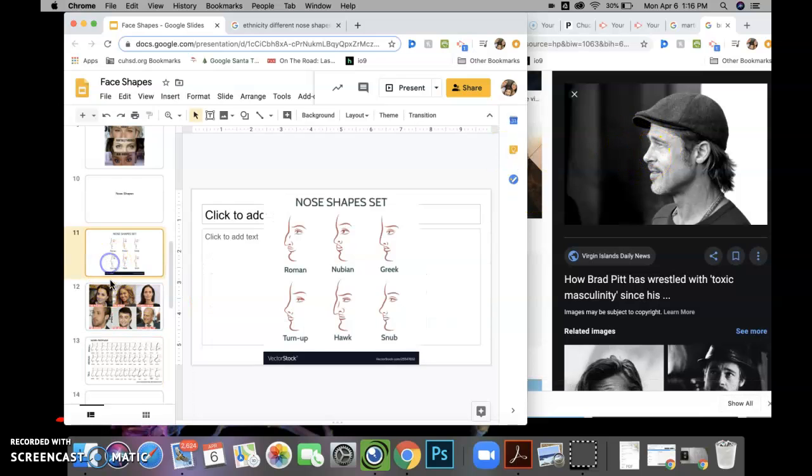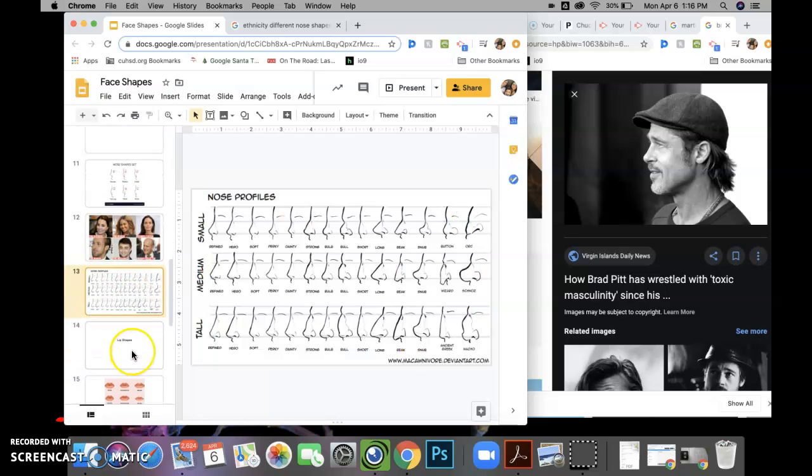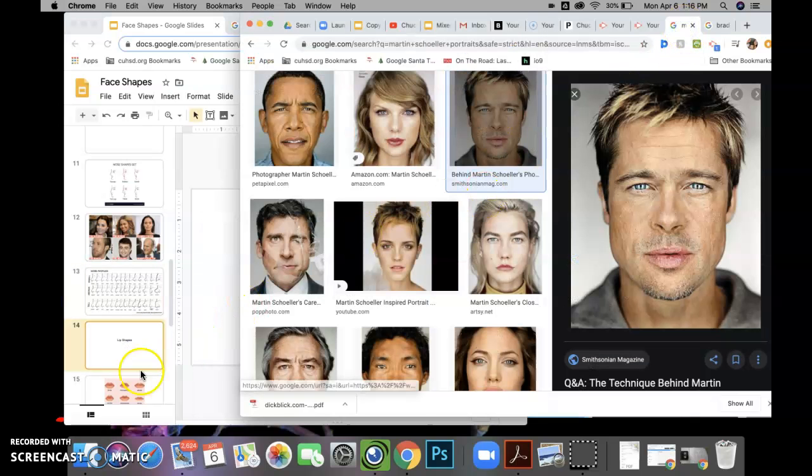Okay, so I know these are different charts, but just use them to your best ability to try and figure out what kind of nose somebody has. Okay, now let's go to lip shapes. Let's go back to that picture that we had.